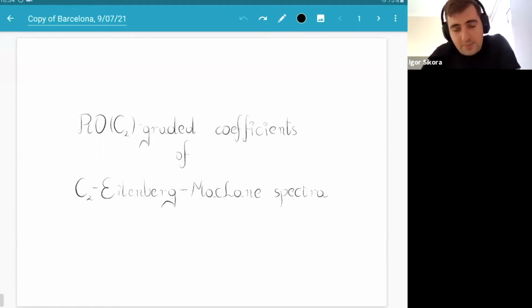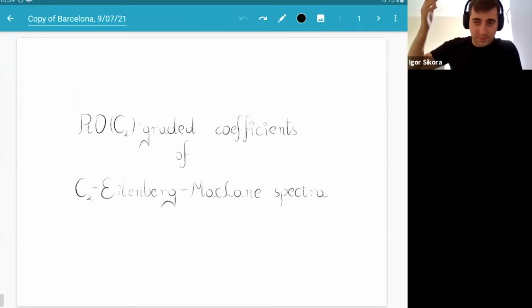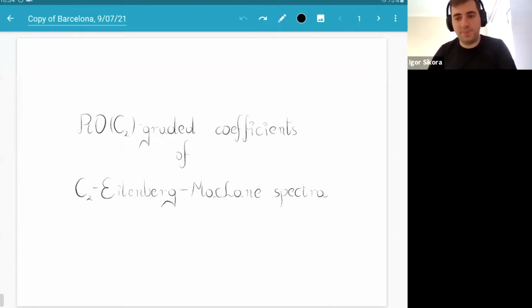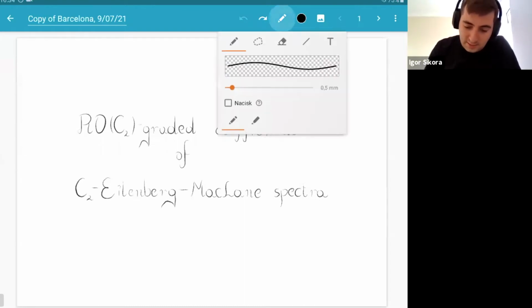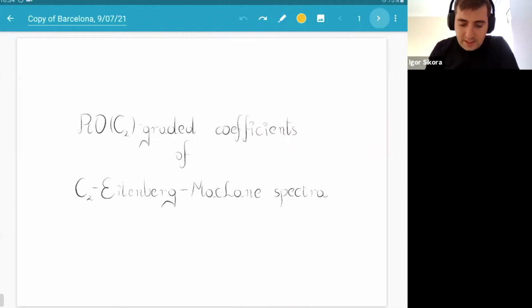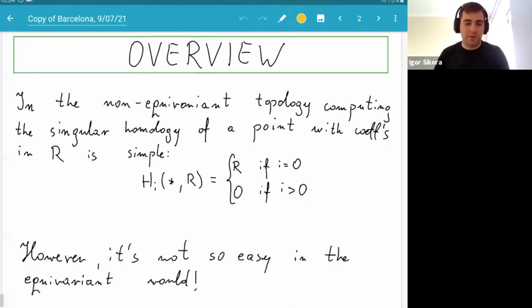So instead, I will try to sweep the technical details under the carpet, and I will try to convey the idea how these computations should be performed and what would be a good method of performing these computations. So let's start with a quick overview of the problem.